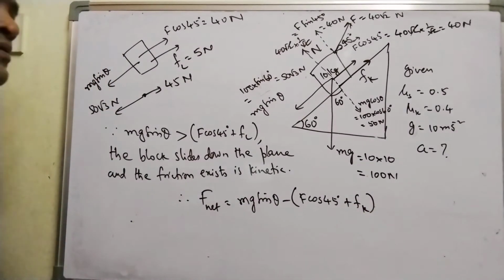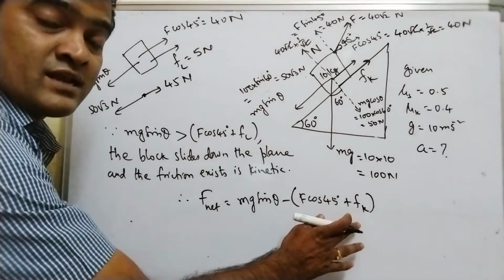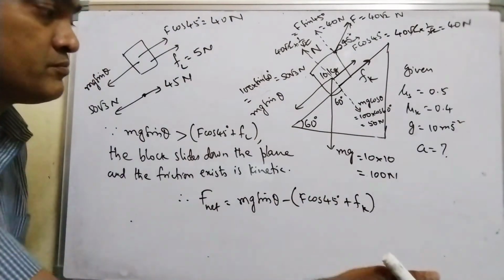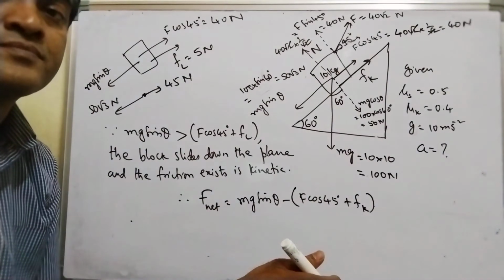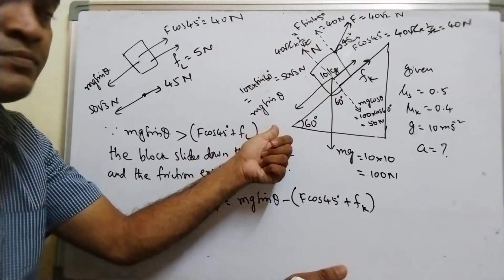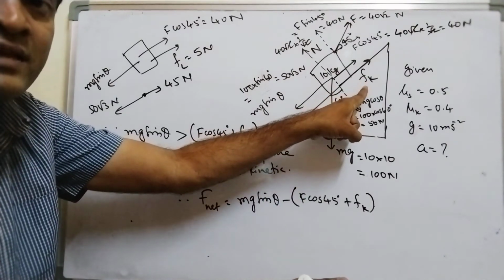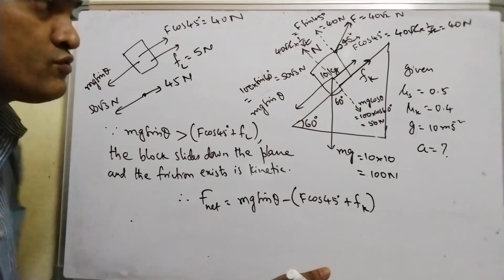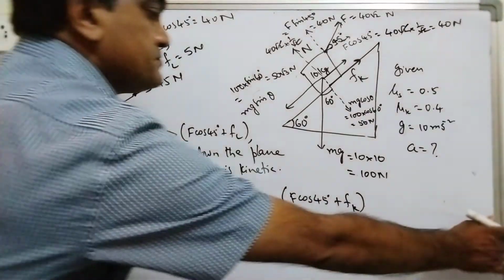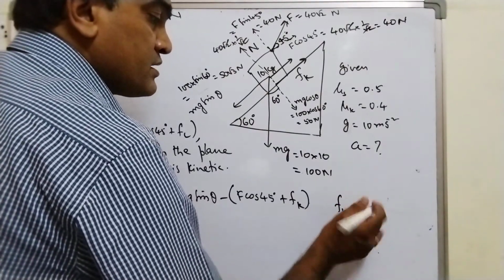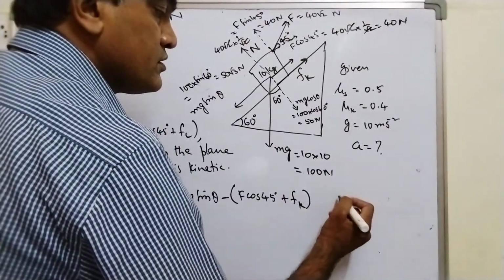But I did not calculate the value of Fk yet. FL only I have calculated. But here I am using Fk. The reason is the block is sliding down the plane. Here, instead of taking limiting friction, I have taken kinetic friction. So how to find out this kinetic friction? What is the formula you have?